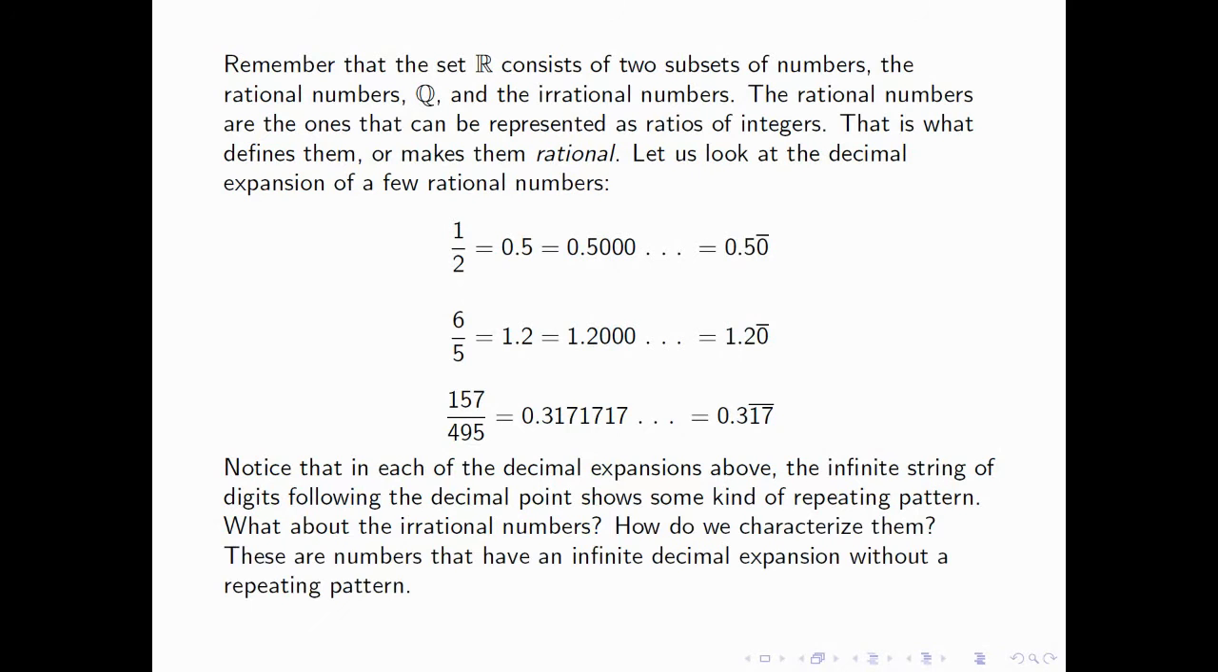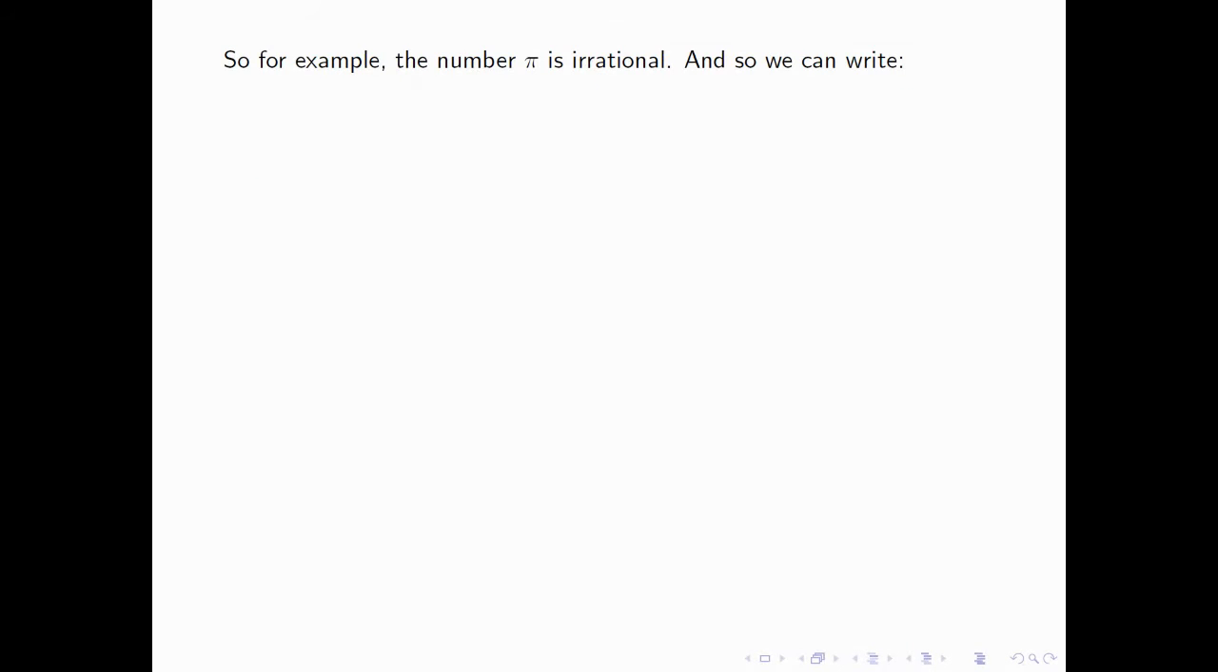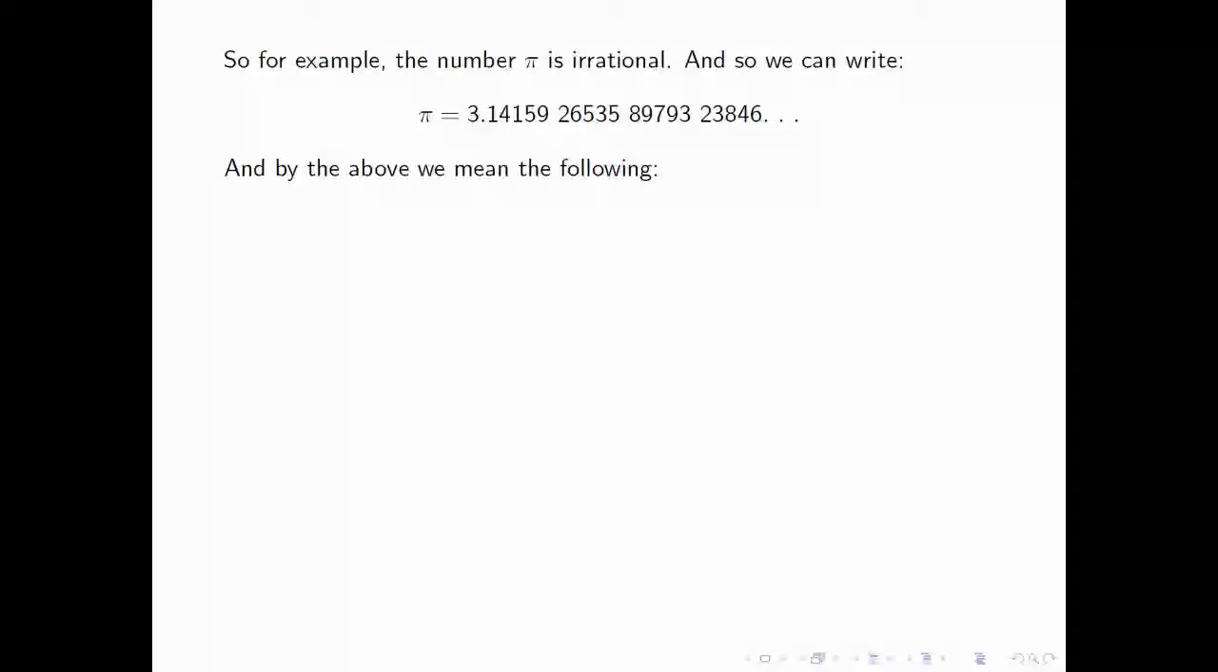What about irrational numbers? How do we characterize them? Well, they will also have an infinite decimal expansion, but now the pattern will not repeat. If we look at a number like pi, for example, pi has been calculated to many, many millions of decimal places. For the first 15 or so, we can write pi as what you can see on the screen. So what do we mean by this?